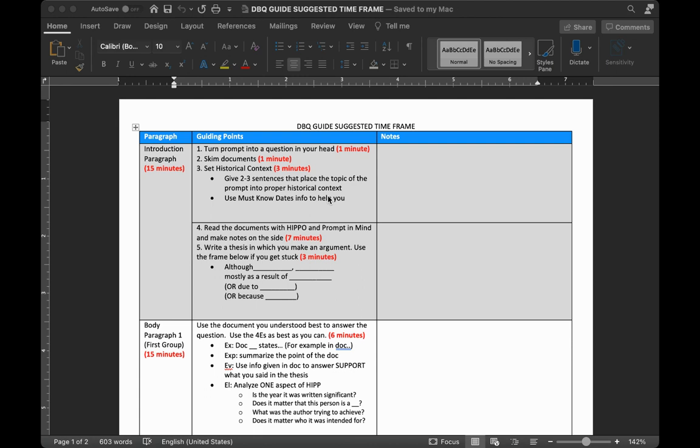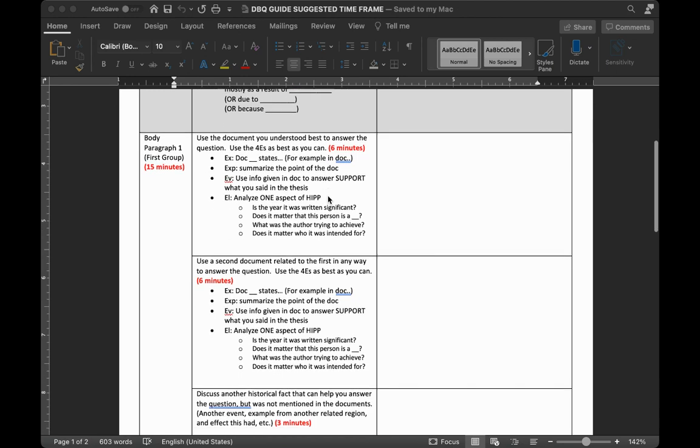So then you want to write a thesis in which you make an argument. So you're going to use the time frame below, and you're going to spend about 3 minutes to write a thesis, right? So if you get stuck, just start with the although, right? Although blank happened, right? Mostly as a result of blank, or you could say, or due to, or because of. And by having that due to, or because, or as a result, you're giving some reasoning. You're helping establish a line of reasoning, so you're more likely to get the thesis point.